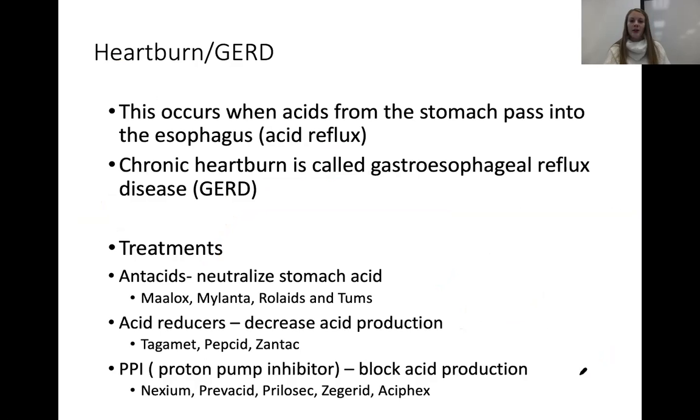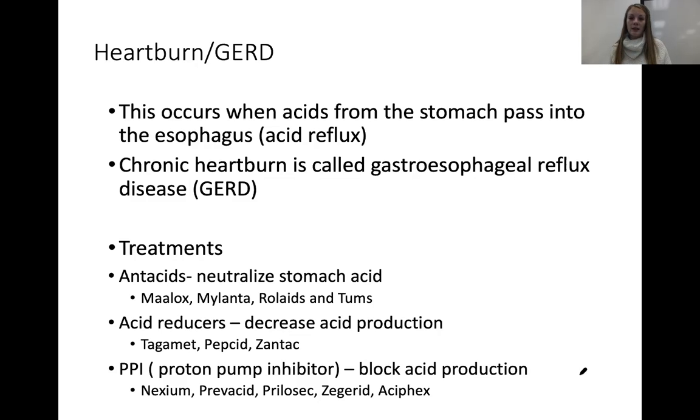People have probably heard of heartburn or GERD before. This is that acid reflux that occurs when the acids from the stomach pass into the esophagus. So acid reflux can have some effects such as a burning sensation, that heartburn. You may feel some sort of burping.